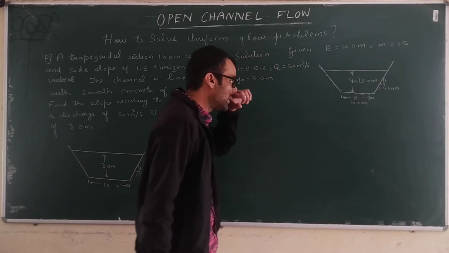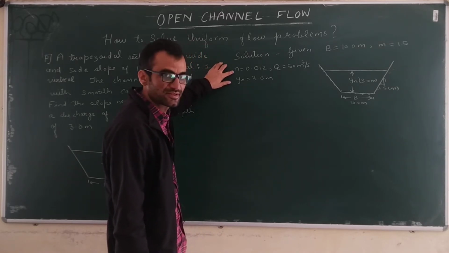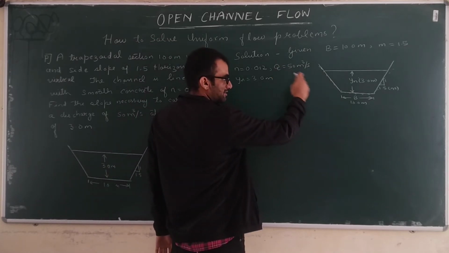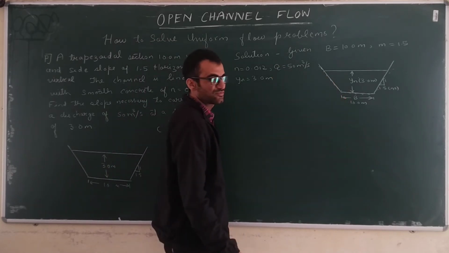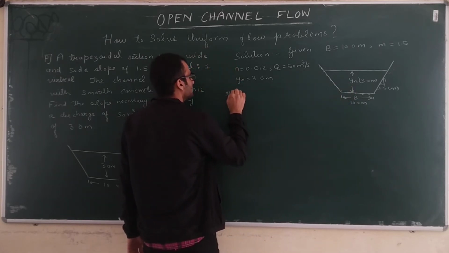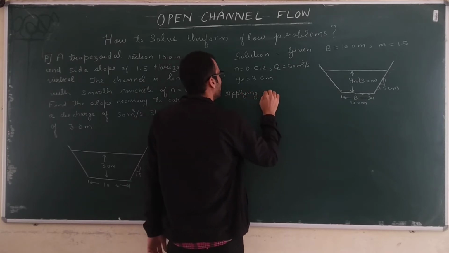Now let's find out the slope. Since we know Manning's roughness constant, we will use Manning's formula. As the flow is uniform, because our depth is constant, 3 meters, we can apply Manning's formula.